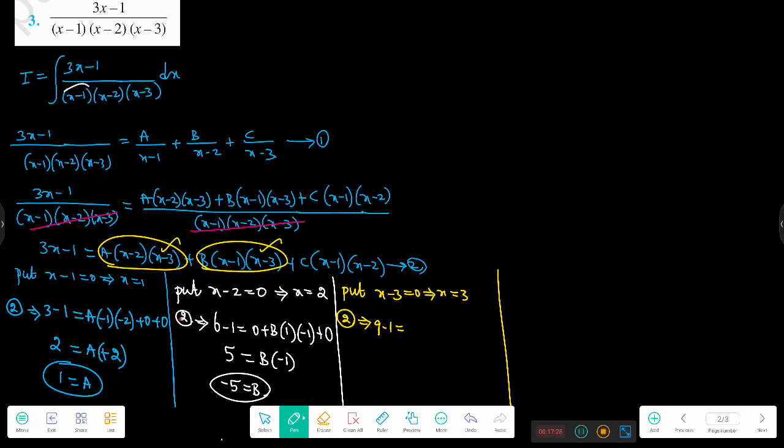With x minus 3 assumed to be 0, then 0 into anything is 0. So the A term and the B term will become 0. A term 0, B term 0, plus C. C will remain as it is, because in C there is no x minus 3.